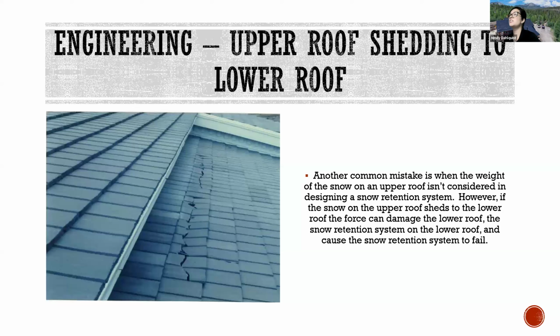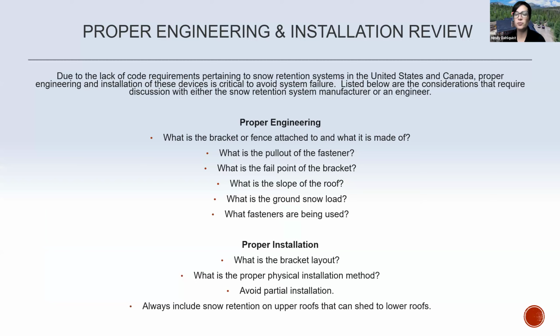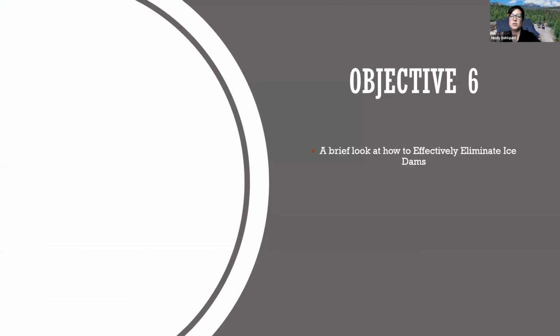So upper roofs that shed to lower roofs, this is only about a 1.5 foot gap from that upper roof to the lower roof, and it has damaged those concrete tiles. So understanding that if you are utilizing snow retention, you need to utilize it on both that upper roof and the lower roof to protect those as well.